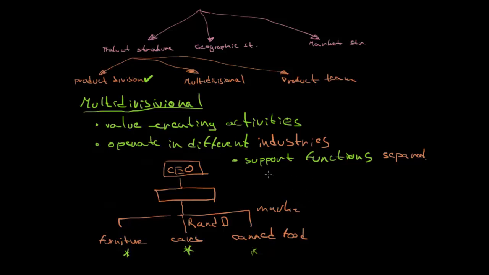One is called the self-contained division. This means that the actual division can operate like a separate company itself, so that the CEO is just overseeing several companies. You can see it from this point of view.